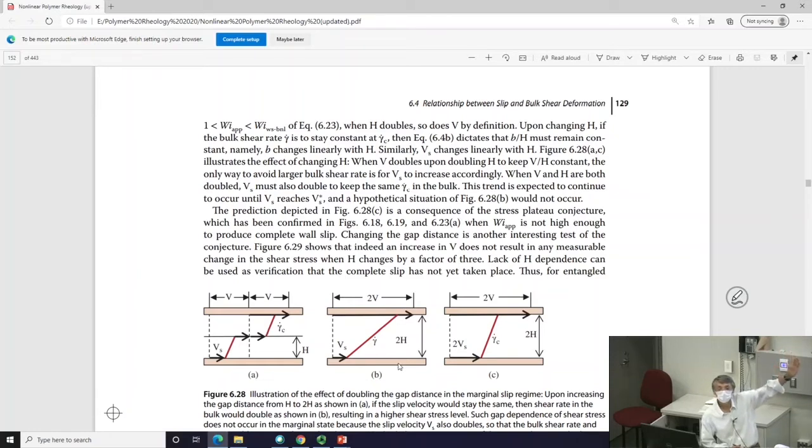But now I double my gap, so h becomes 2h, v becomes 2v. If the surface still involves the same Vs, which is what I thought it was, then by definition, the bulk shear rate will be higher. I'm doing it pictorially. You can, of course, prove it mathematically. But I just reminded you the material, until you reach maximum slip, will avoid doing it. So how do I avoid having the bulk shear rate being higher? Oh, my slip velocity also doubles, because I haven't reached Vs max yet.